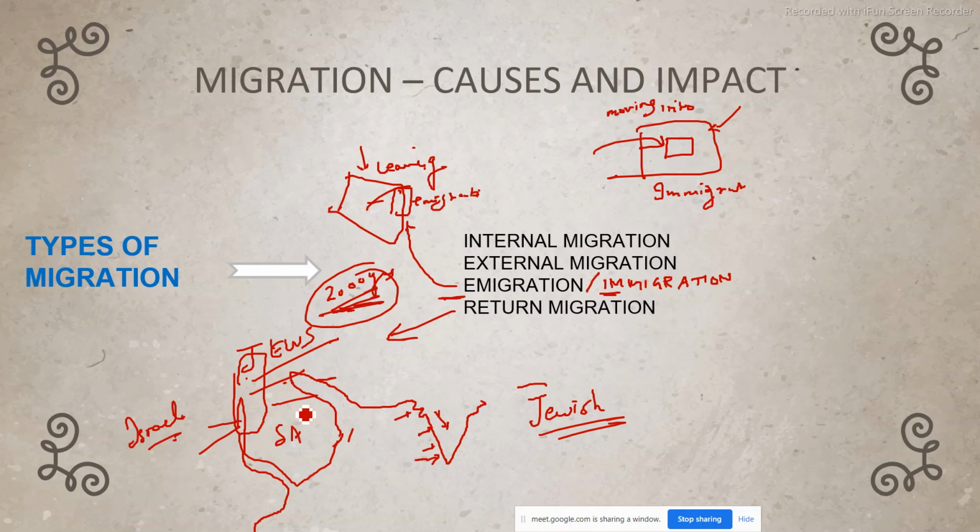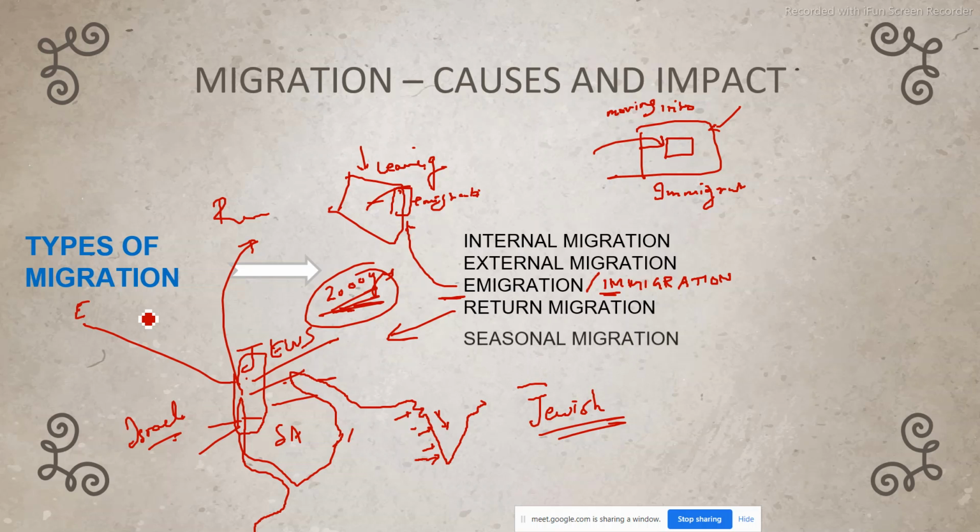Not only in India, some of them came towards here, but some of them moved towards Russia at that time. Some of them moved towards Europe. So Jews are scattered all over the world. Now when they come back, that is called return immigration, return migration.